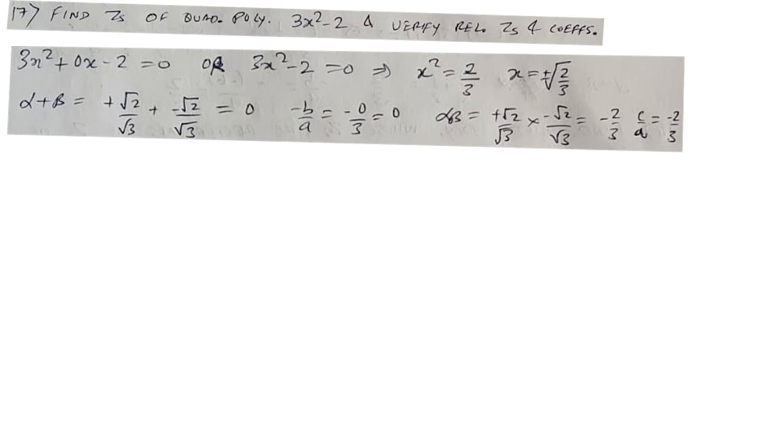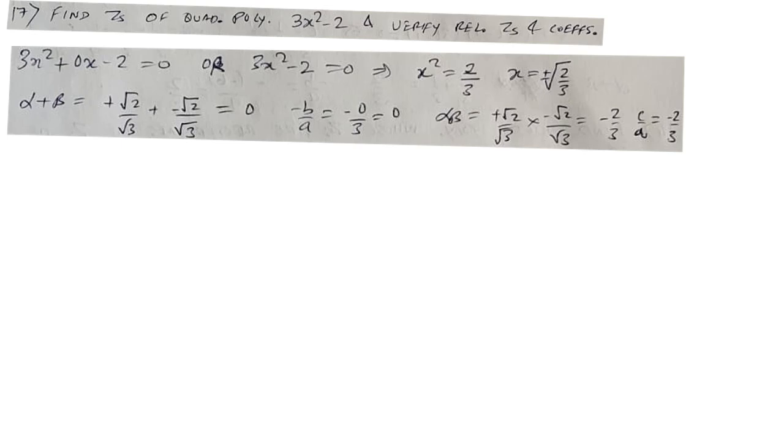What is alpha plus beta? Alpha plus beta is square root of 2 by 3 and minus square root of 2 by 3, because the two roots are plus or minus square root of 2 by square root of 3. Okay, so the denominators are the same and the answer you will get is 0. And what is minus b by a? In our case, b is 0. So minus of 0 by 3, you'll get 0. So we have verified alpha plus beta is equal to minus b by a.